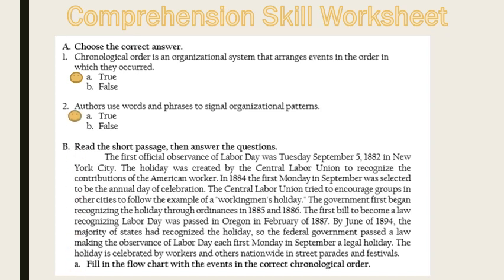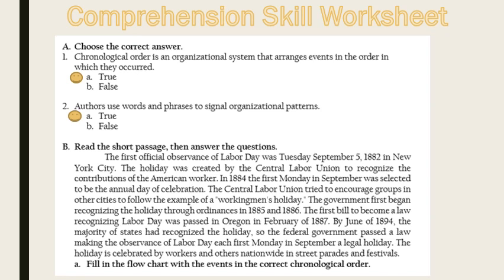So the main exercise, the most important exercise, is B, and B is made of two parts. First of all, read the short passage, then answer the questions. The first official observance of Labor Day was Tuesday, September 5, 1882 in New York City. So what happened in 1882? The first official observance of Labor Day was created, we can say here. The holiday was created by the Central Labor Union to recognize the contributions of the American worker.